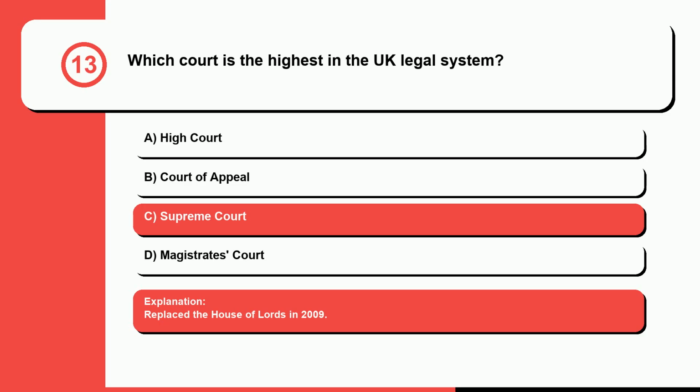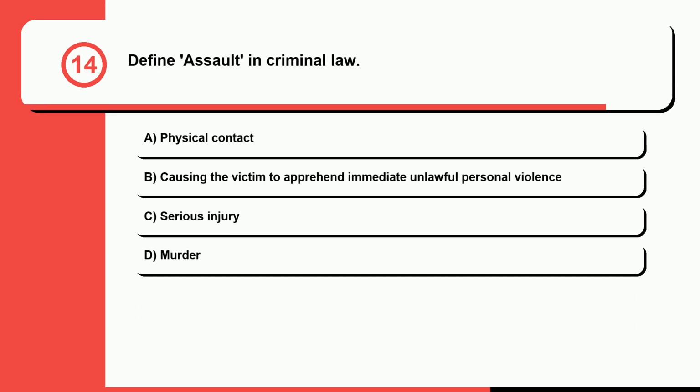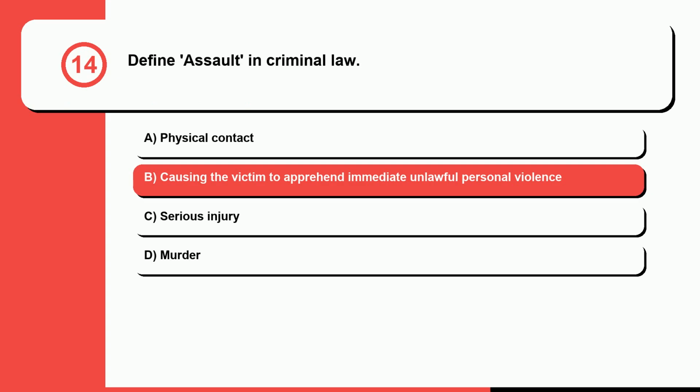Question 13. Which court is the highest in the UK legal system? A. High Court. B. Court of Appeal. C. Supreme Court. Or D. Magistrates' Court. The correct answer is C. Supreme Court. Replaced the House of Lords in 2009.